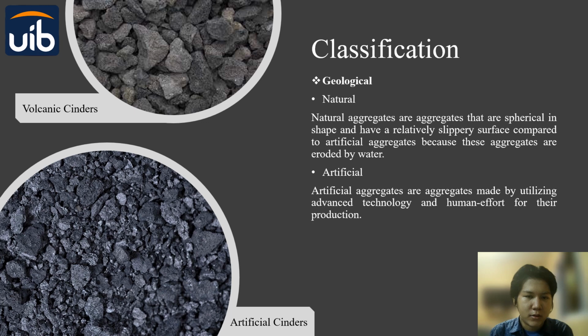Classification. Geologically, aggregates are divided into two: natural and artificial. Natural aggregates are spherical in shape and have a relatively slippery surface compared to the artificial aggregates, because these aggregates are eroded by water. Artificial aggregates are aggregates made by utilizing advanced technology and human effort for their production.